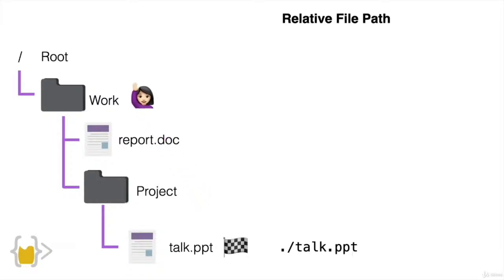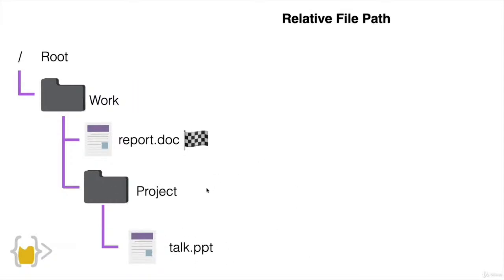If we switch up our working directory, and let's say we are now working from the work folder, how do we get to this talk.ppt? Well, the absolute file path would not change for this file, but the relative file path would now be /project/talk.ppt. So we're walking from here to here to here.